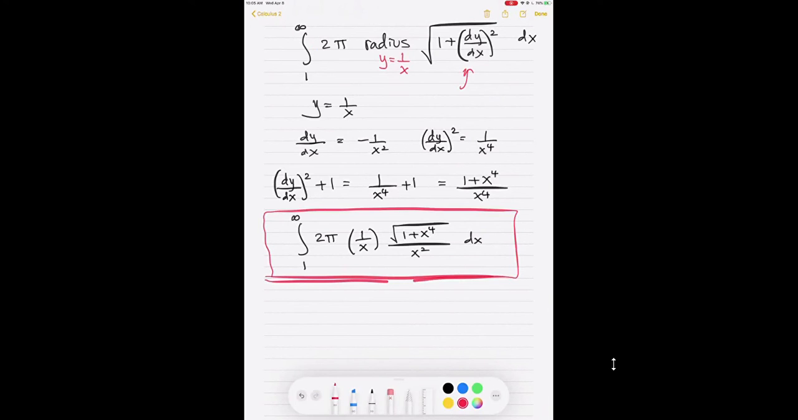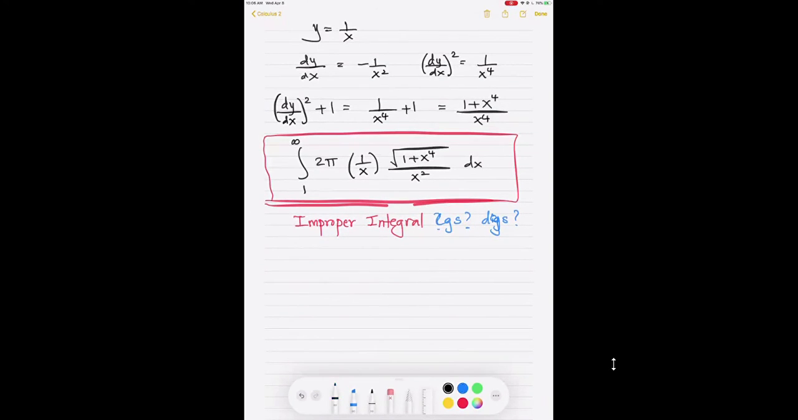Right? And we have lots of problems. This is not easily integrable. More importantly, I'm going to make some comments here. Oh, this is an improper integral. So maybe a better question to answer here is, does it converge or does it diverge?